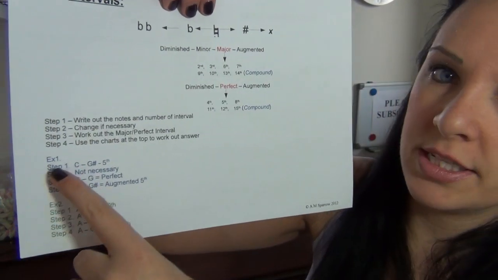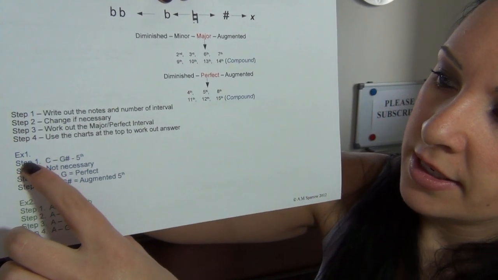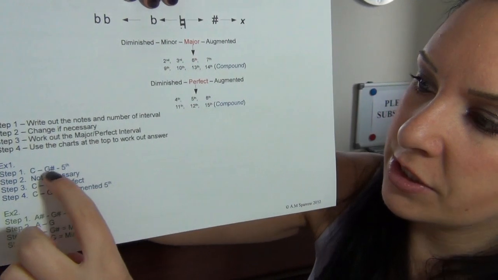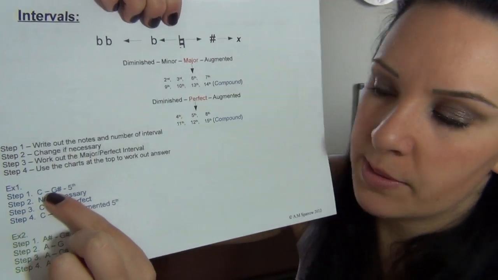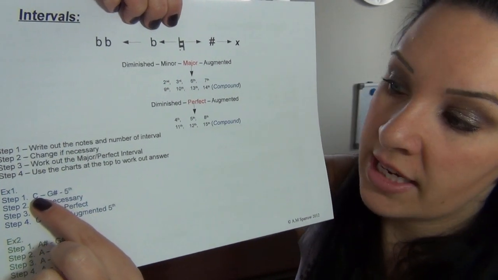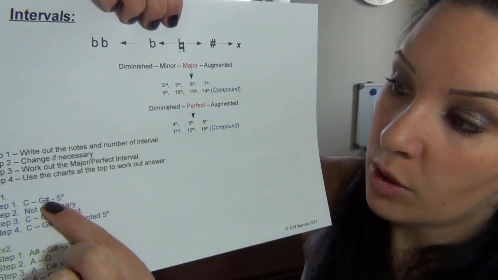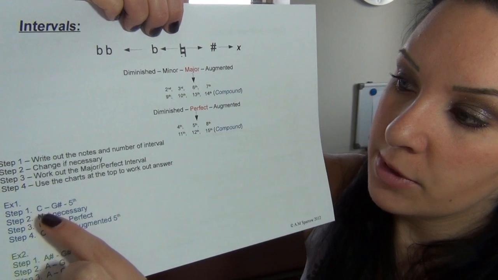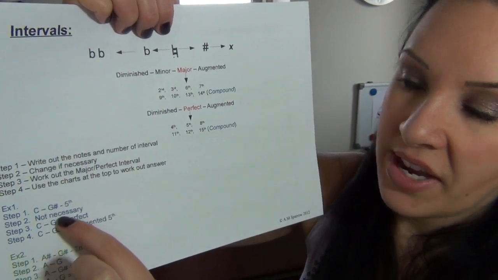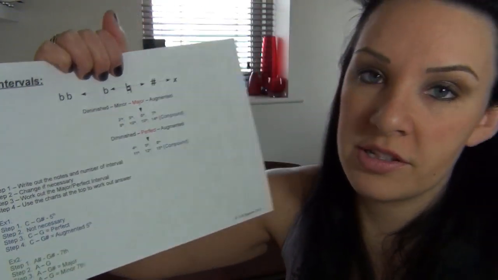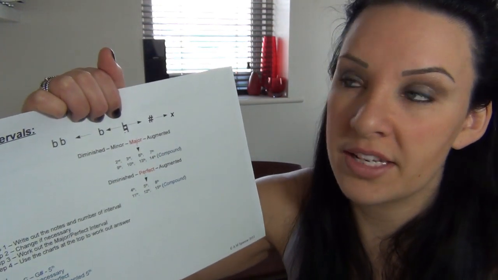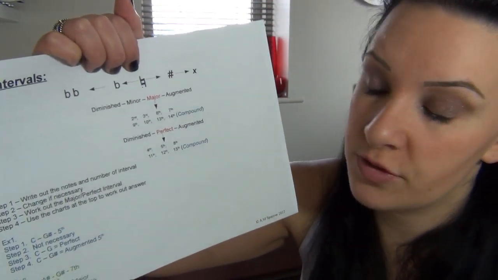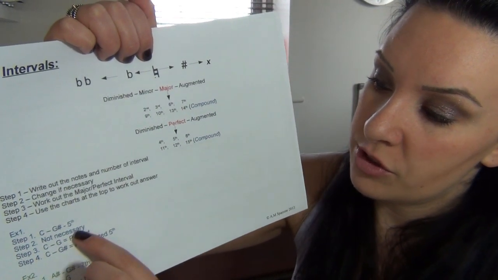So have a look at example 1 here. So step 1, write out the notes and the number of the intervals. So this is the question. I've just randomly made this up. So our question is C to G sharp, and that gives us a fifth. So that's our question. So step number 2, change if necessary. Well, I actually don't need to change anything in here because a C major scale, that's really easy, and it is actually a genuine key, so I haven't got to bother changing anything. It's fine.